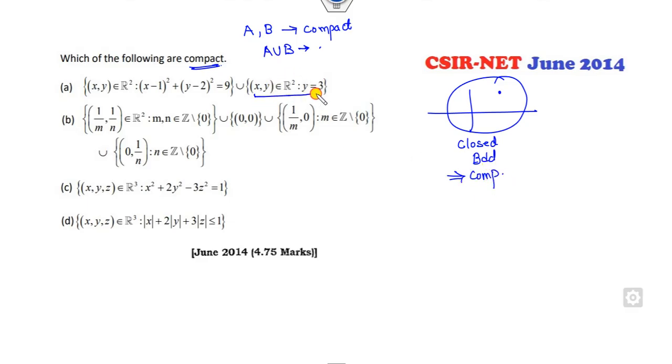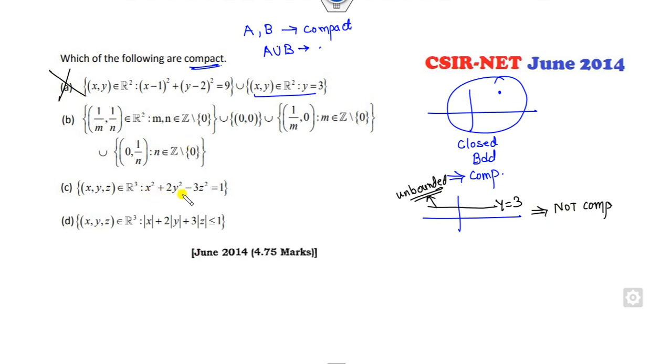If I look at this one, the collection of all those pairs such that y is equal to 3, only this line, which is unbounded. Fine. So since it is unbounded, it means this is not compact. So if this is not compact, it means this option is cancelled. Look at the second option, we will discuss later, it's very lengthy.